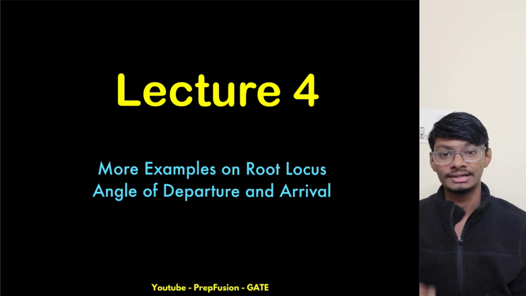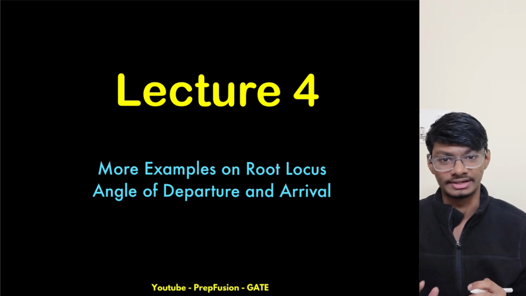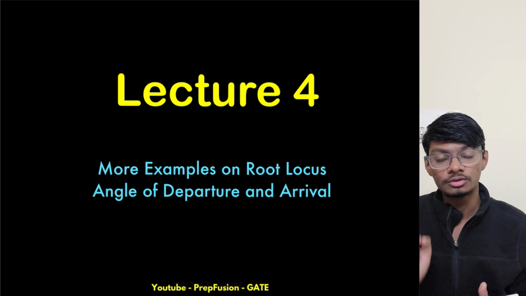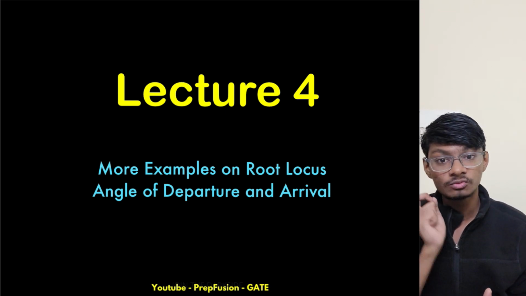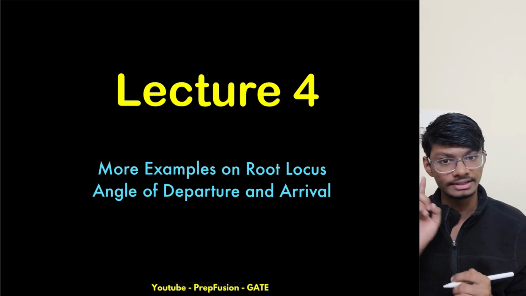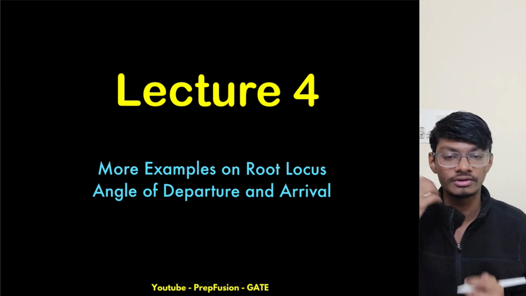So today we'll be starting lecture 4 of root locus diagram, right? In the previous lectures, we understood the steps required to plot case 1 of root locus where k is greater than 0, right? Where I have negative feedback and k is greater than 0. These two conditions you have to keep in mind.